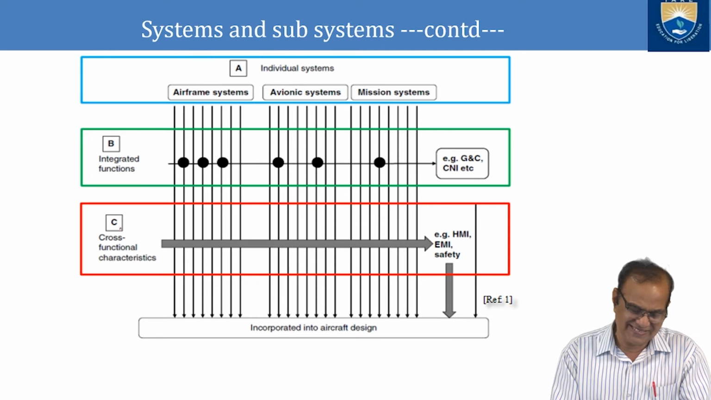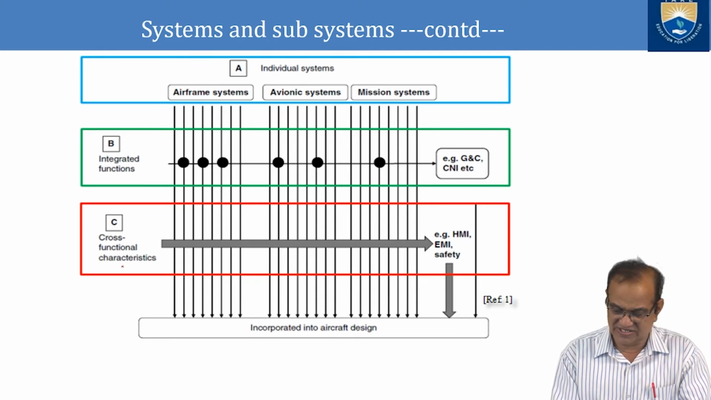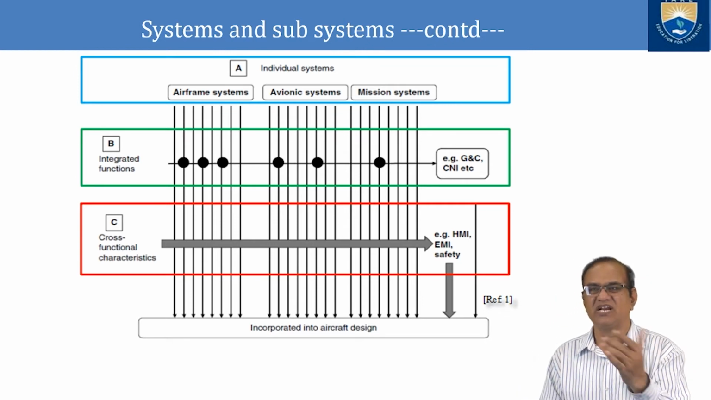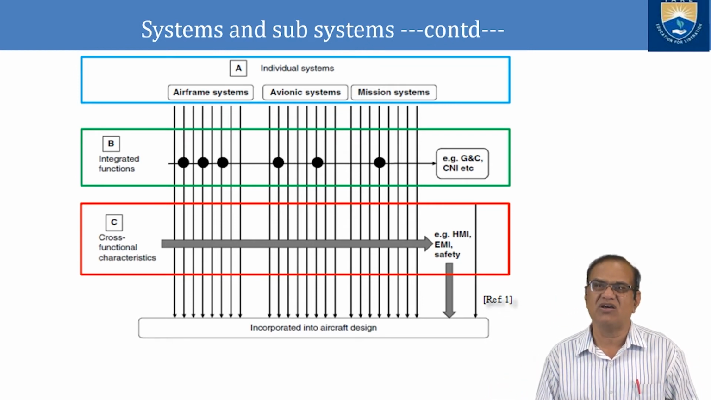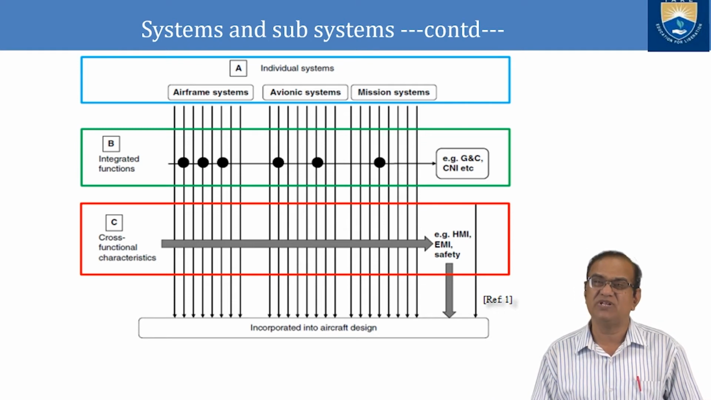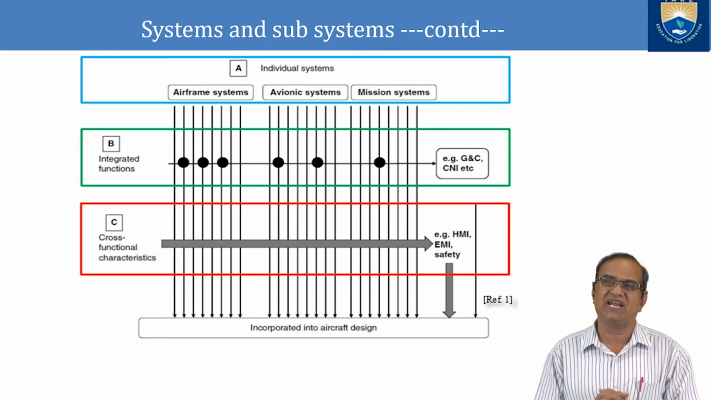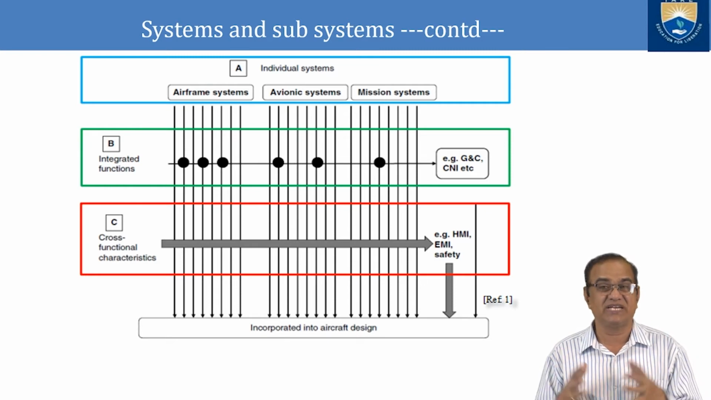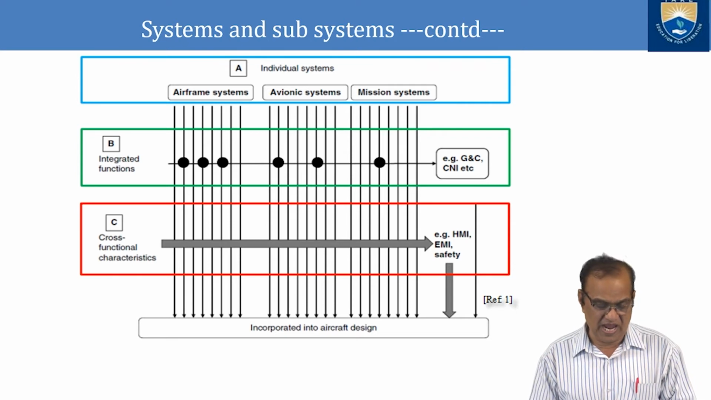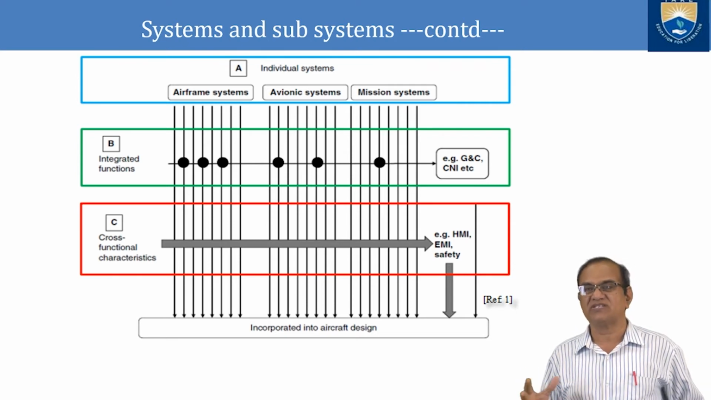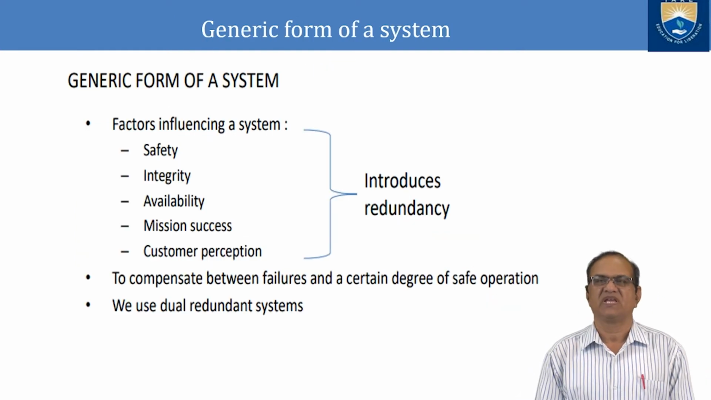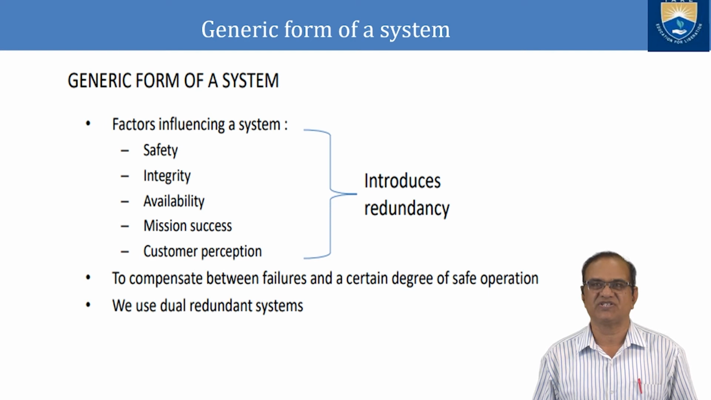Then we have the cross function characteristics. Sometimes one system is attached to another, which is attached to another. So these all are attached and they are incorporated into aircraft design. In this way we have to design the system in such a way that all the systems are integrated and cross function to each other, and all these parameters have to be incorporated in the design of the aircraft. Now I will talk about the generic form of a system.